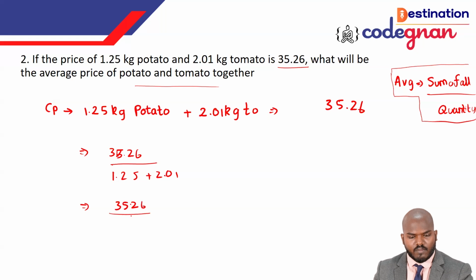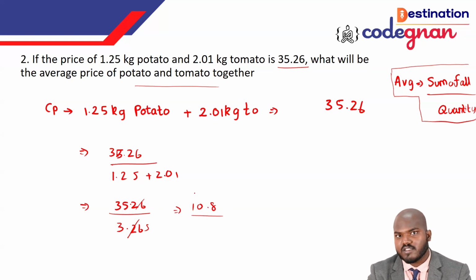35.26, divided by 3.26, I will get here. You see this one, below we have the 3 and above we have 35.26. If you cancel this one, guys, we get a value close to 10.8, which is the correct answer. Like this way we need to find the price with respect to the quantity.